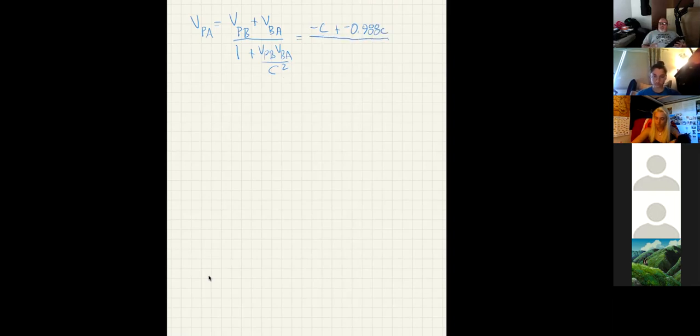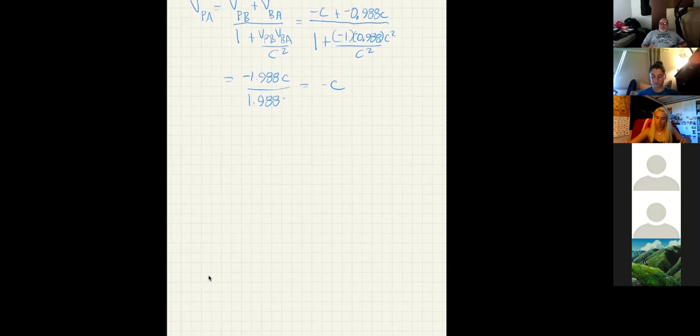Now remember, everybody's got to agree what the right direction is. So to the right was positive. If something's going to the left, it's obviously negative, that's why we ended up getting negative 0.988C. Okay, now I've got to do 1 plus negative 1 times negative 0.988C squared over C squared. And I think you can see immediately that is negative 1.988C over 1.988, like that. And that, of course, gives you negative C, which is exactly the principle of relativity.